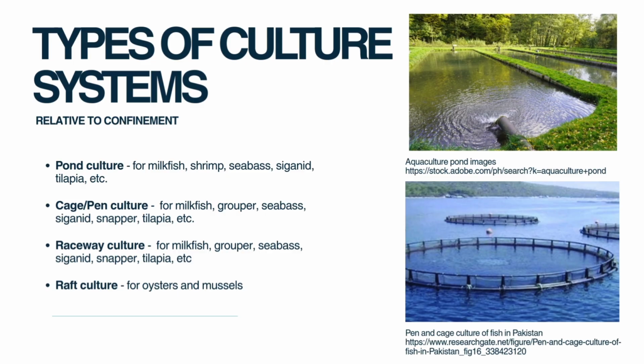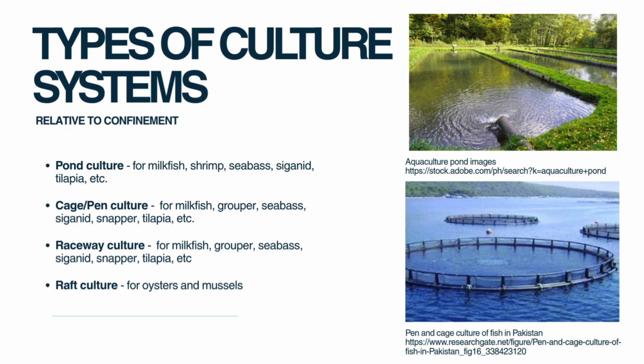So for pond culture, it is one of the most widely used aquaculture systems. It is commonly used for species such as milkfish, shrimp, sea bass, siganid, tilapia, and others. This system allows partial environmental control and is suitable for both extensive and intensive production.